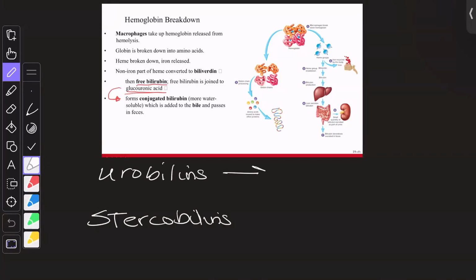Guess where I'm going to find your urobilins? In the urine. And stercobilins in the feces. Those two guys, urobilins and stercobilins, are the reason for the color of your feces and your urine.